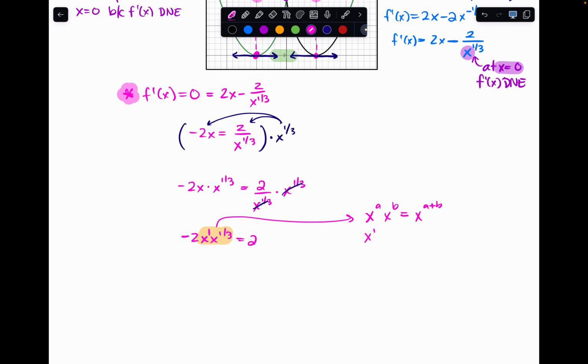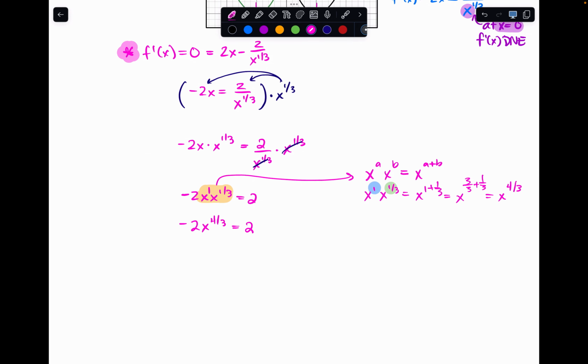So we have x to the 1 times x to the 1/3. According to this rule, that's going to be x to the 1 plus 1/3. So x to the 1 plus 1/3 is x to the 3/3 plus 1/3, or x to the 4/3. So I have negative 2 x to the 4/3 equals 2, or x to the 4/3 equals, I'm going to divide here by negative 2.